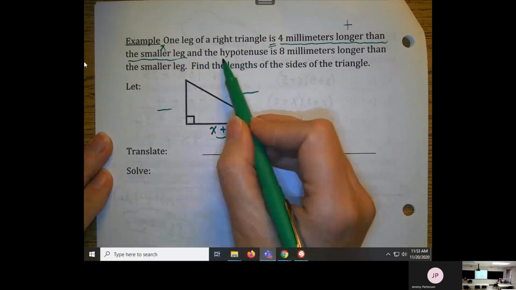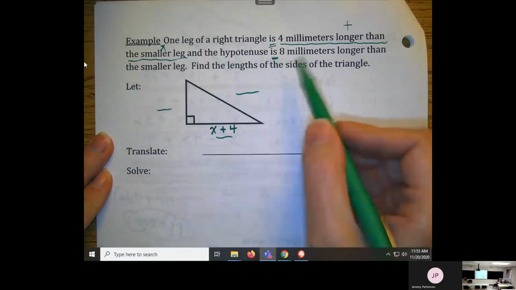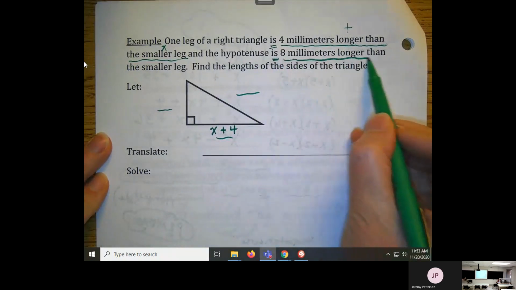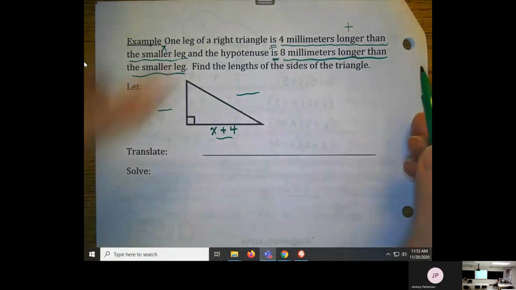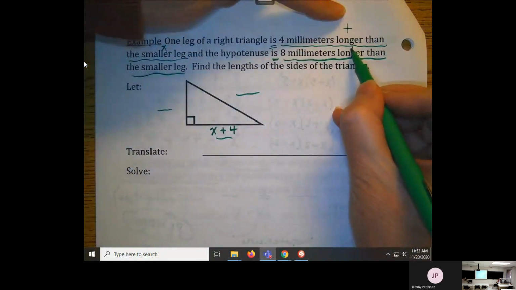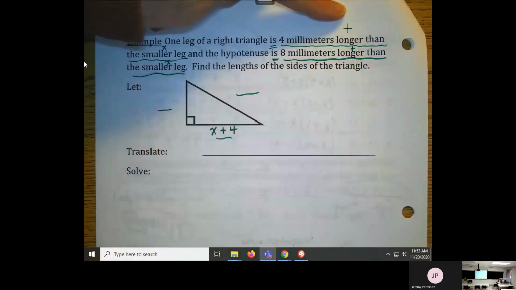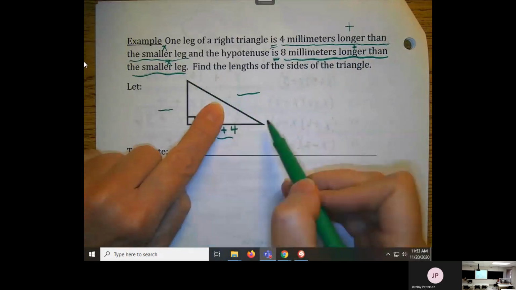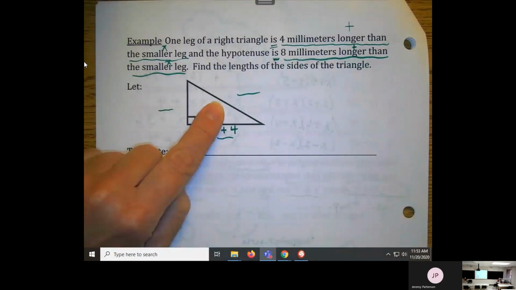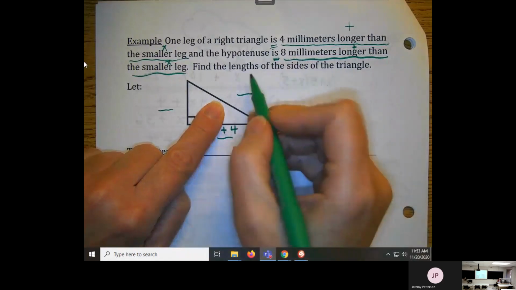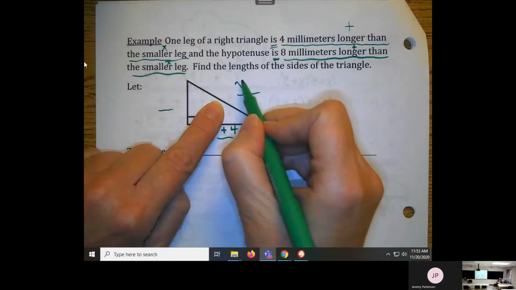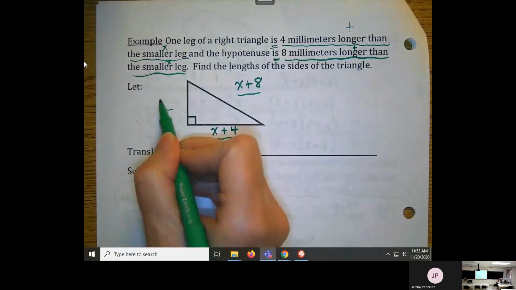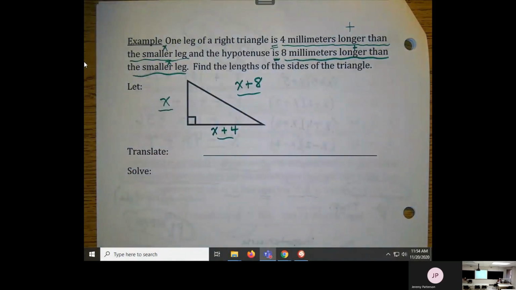And then they go on to describe the hypotenuse a little bit. They say the hypotenuse is, and there's where we want to start our translating, 8 millimeters longer than the smaller leg. So longer still means add. Smaller leg is still called x. On that hypotenuse, the longest side, we want to translate 8 longer than the smaller leg. Sounds good. And then that smaller leg we keep referring to, that's just the x.